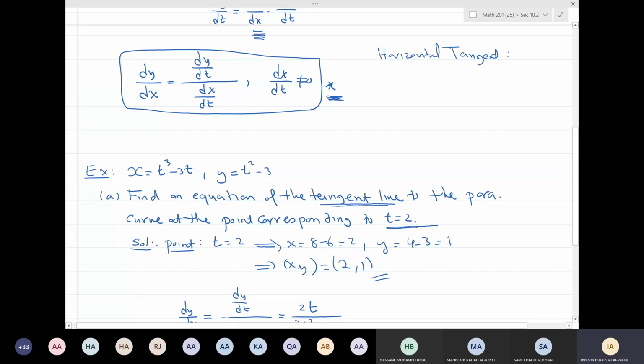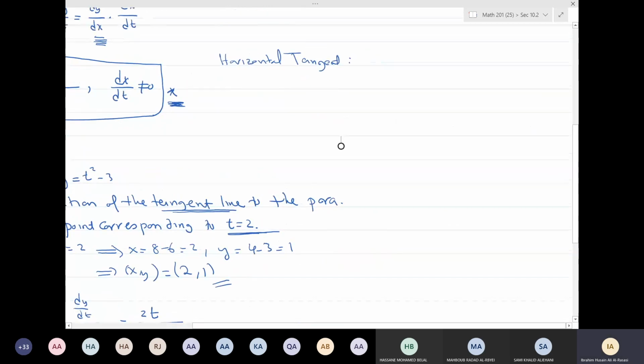Now with this formula, dy/dx will be 0 when dy/dt equals 0, that is, when the numerator is 0 and the denominator is not 0. So here we will have horizontal tangent when dy/dt equals 0 and dx/dt is not equal to 0. If these two conditions are satisfied, then we have horizontal tangent.